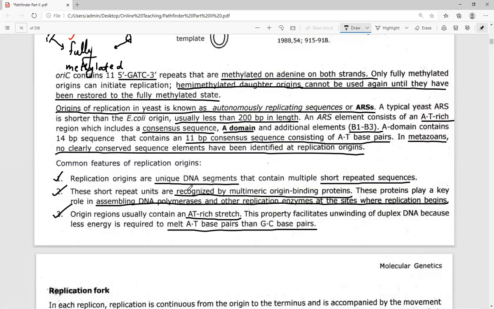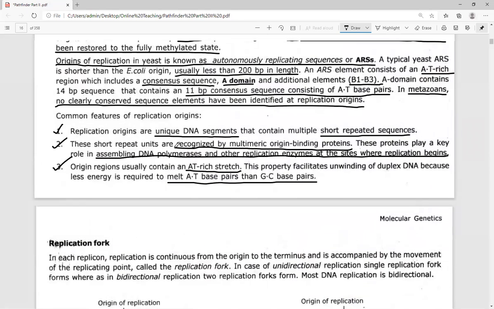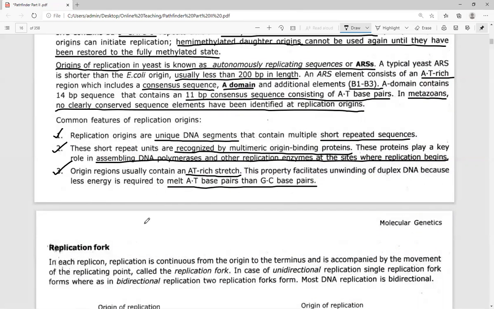Now about the replication fork. Now, what is this replication fork? Is this clear? Any doubt? If you have any doubt, you just ask.